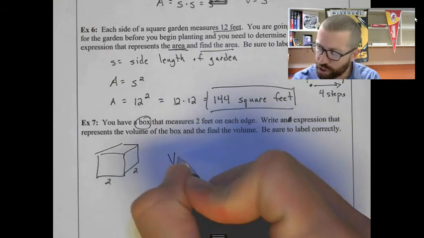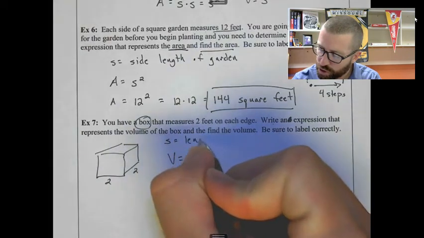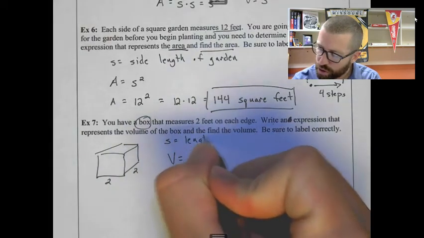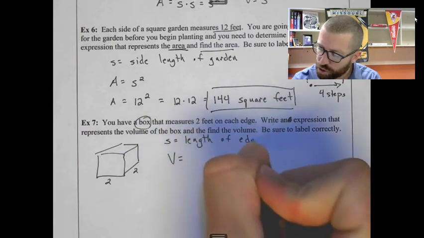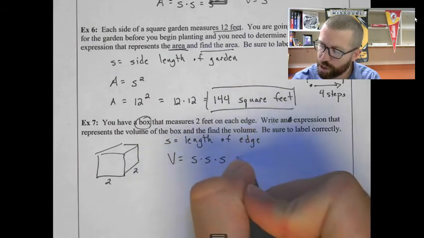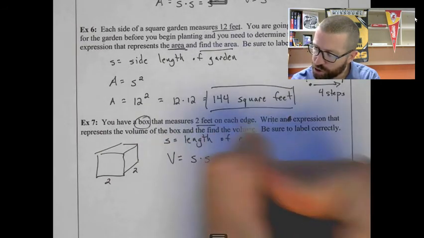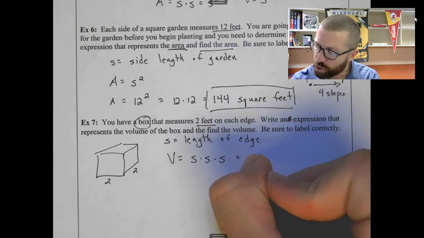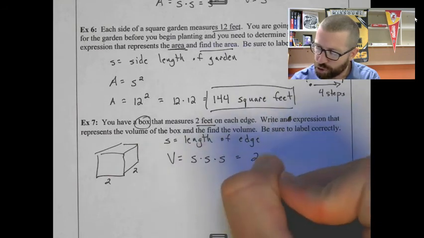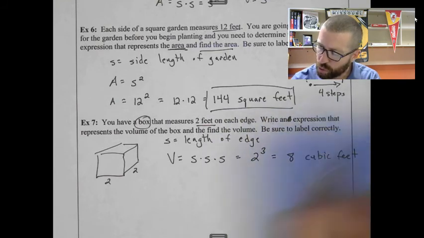So we know volume is length times width times height. Let's make S the length of the edge. And volume would be S times S times S, because on a box, it says each edge is 2 feet. And so they're all the same. And so that is 2 cubed, which is 8 cubic feet. Or you could write it 8 feet cubed.